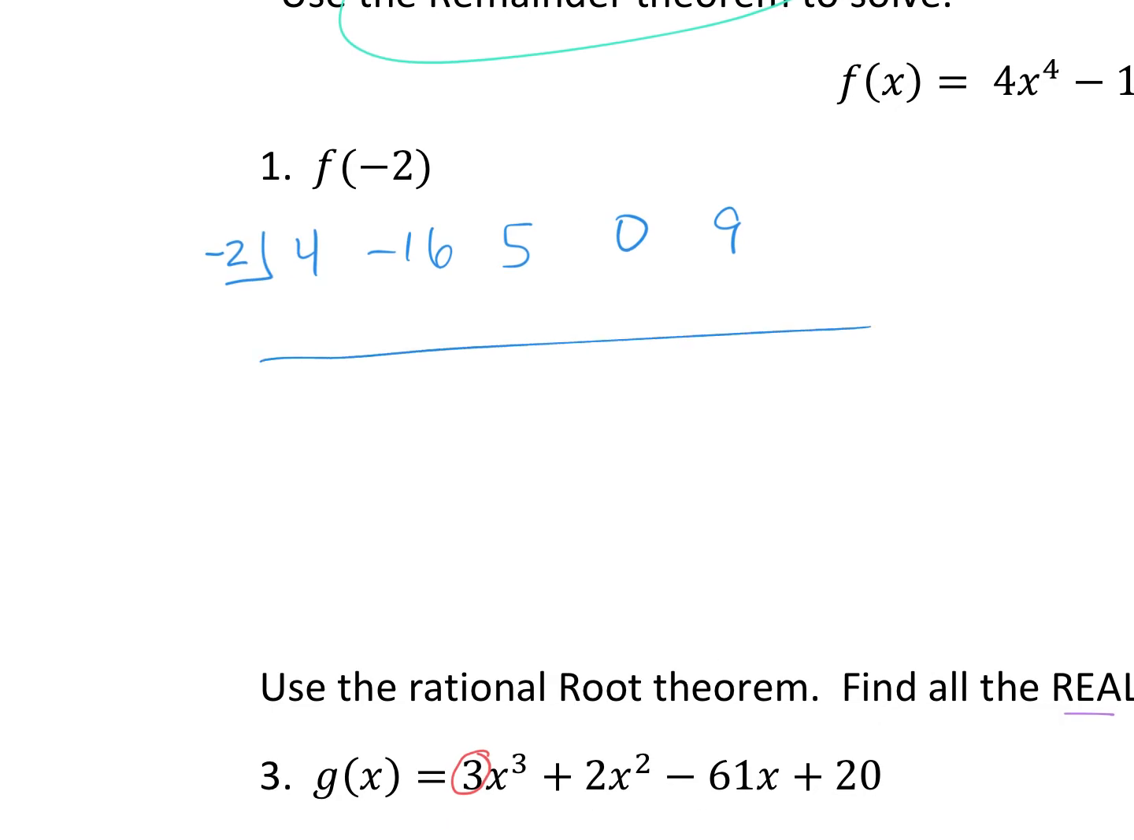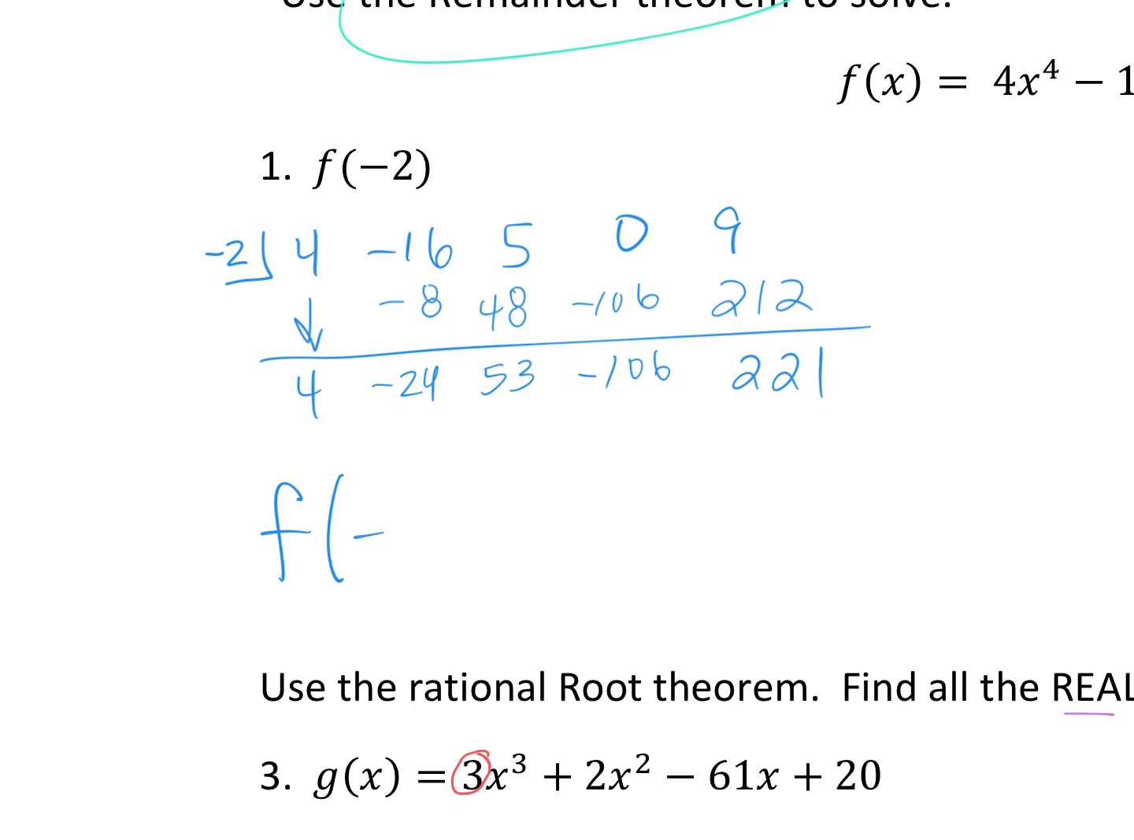So now we just bring this down. We multiply to the corner and we add down. So 4 times negative 2 is negative 8. Negative 16 and negative 8 is negative 24. Negative 24 times negative 2 is 48. 5 and 48 is 53. Good. 53 times negative 2, negative 106. 0 and negative 106 is negative 106. Negative 106 times negative 2 is positive 212. And then 212 and 9 is 221. So the way that you answer this question is f of negative 2 equals 221.